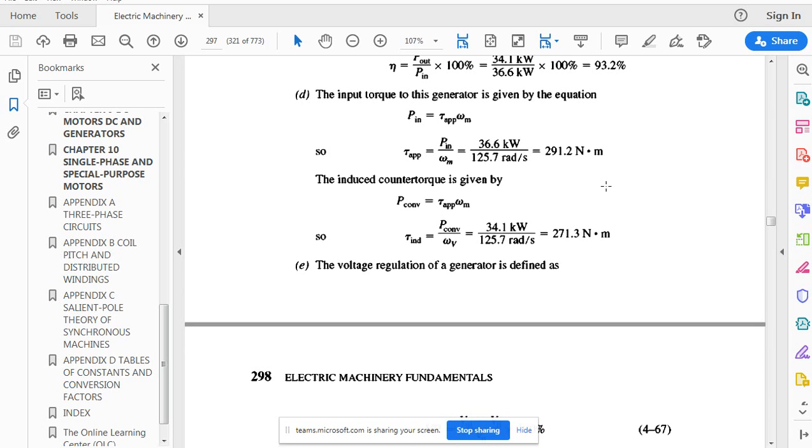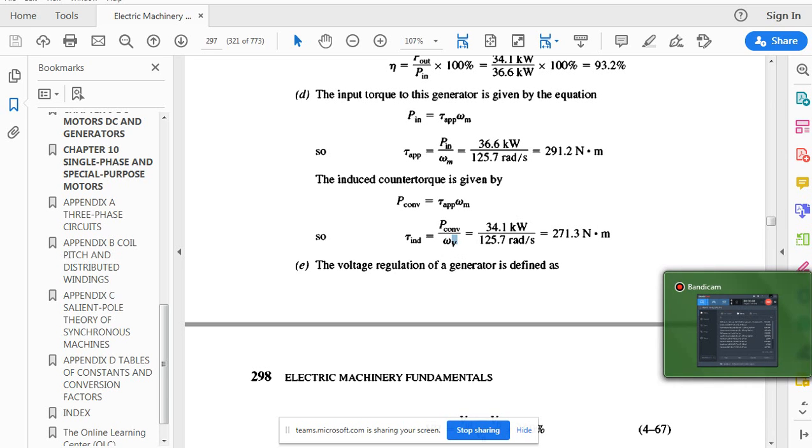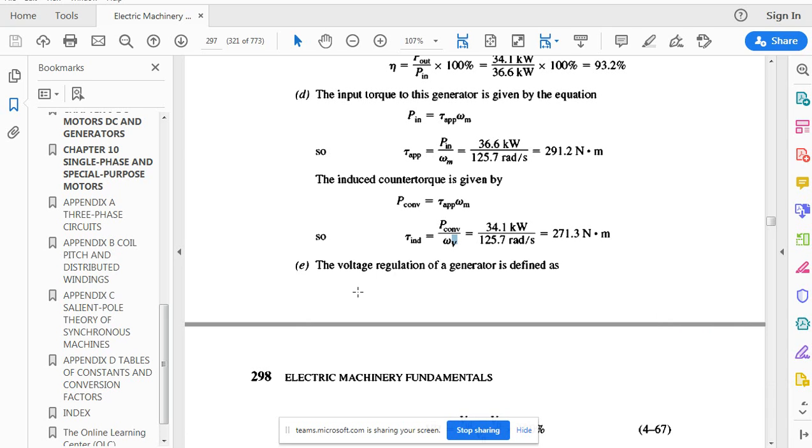By using two different values, the induced counter torque is omega m and omega v. This is just, I guess, a misprint, because this omega m and this omega v must be the same, because you're running the generator at one speed. It's not an induction machine where you are going to have two different speeds, one from the synchronous speed point of view, and the other from the rotor point of view. So this is the same. I guess this is a misprint.